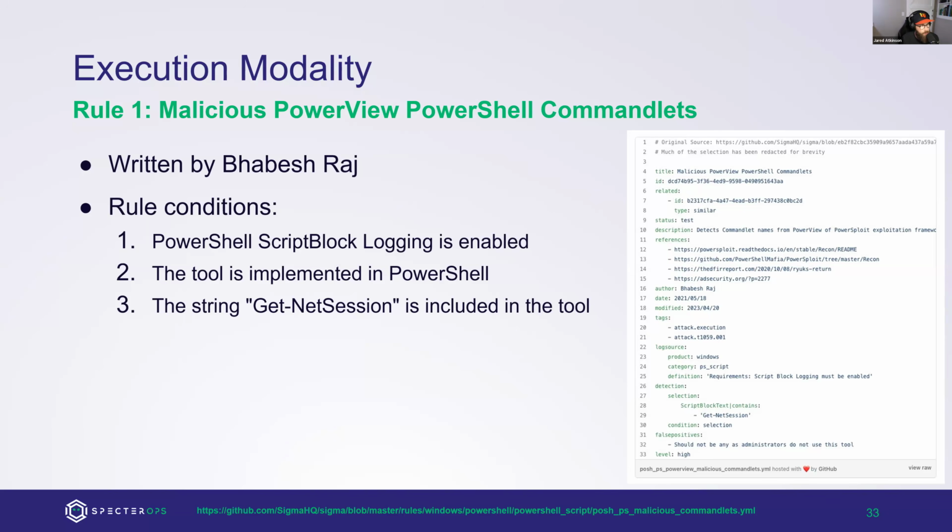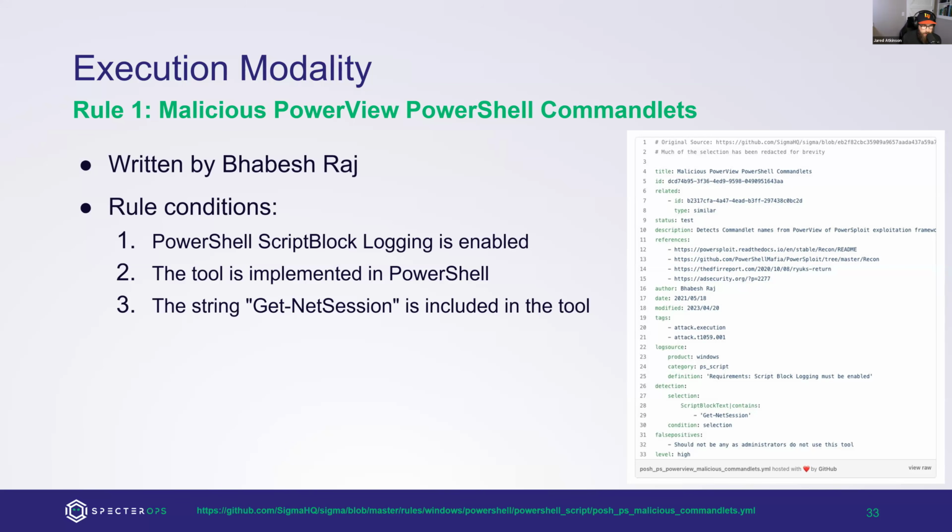This first rule is called malicious PowerView PowerShell commandlets, and is written by Bhavesh Raj. What I like to do when I look at these rules is set up a set of conditions that must be met in order to fire an alert. The first condition is that PowerShell script block logging is enabled. Because we don't have a real environment, we're just going to assume that's true, so everything will pass that condition for both of our samples. The second one is that the tool is implemented in PowerShell, because in order to trigger PowerShell script block logging, you have to be executing PowerShell code.